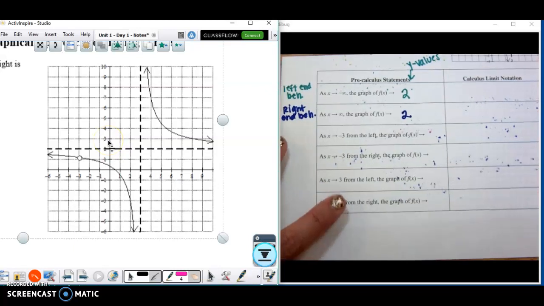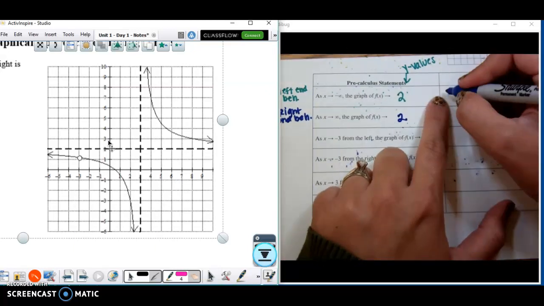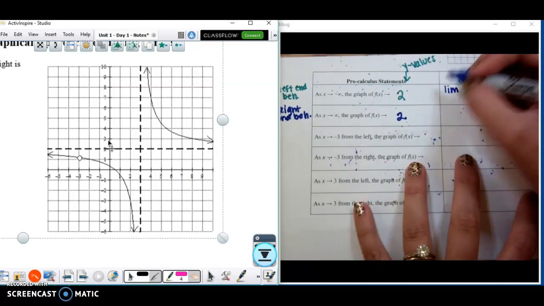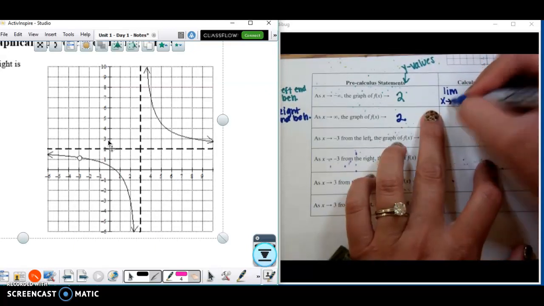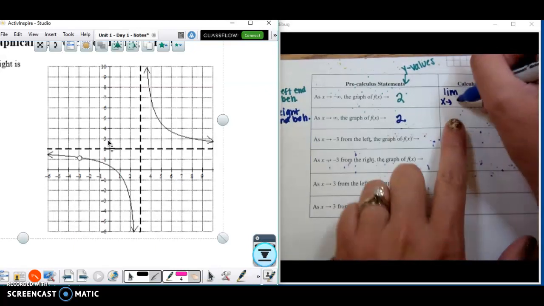Okay, so how do we write this as calculus limit notation? It's the same format every time. Anytime you do a limit, you're going to represent that by LIM. Underneath that, it's always going to say x approaches, and they're going to tell you what it approaches. This time it approached negative infinity, so we're going to put that here.